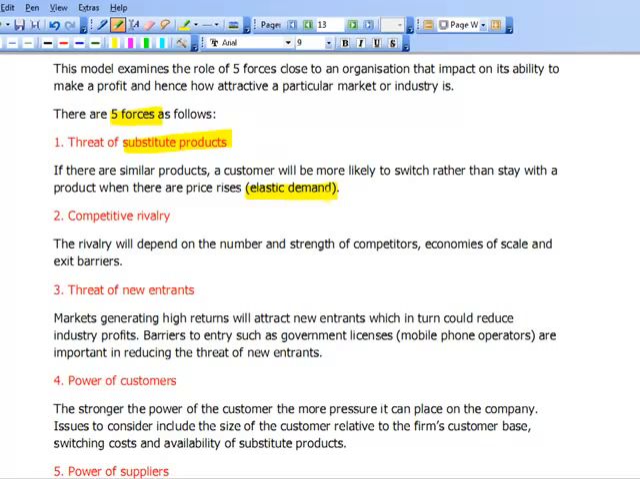The next one of the 5 forces, competitive rivalry. Now again, the rivalry will depend on the number and strength of competitors, economies of scale, and exit barriers. So compare, for example, Pepsi and Coca-Cola. Intense competitive rivalry there, so there's going to be very strong competition. What about the Big Four? If you do a Porter's 5 forces for one of the Big Four, competitive rivalry would be quite high as well.